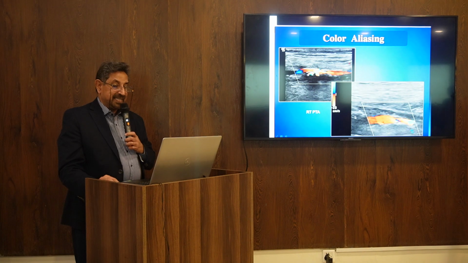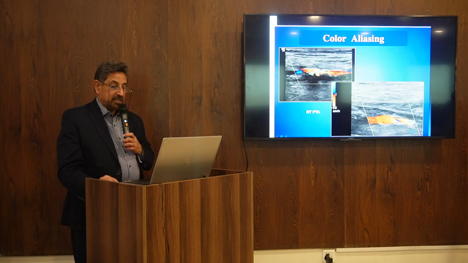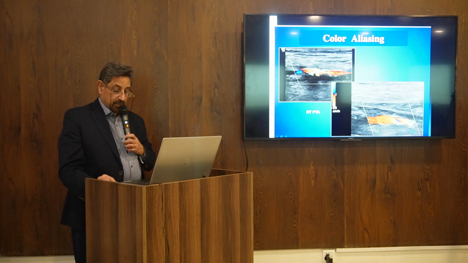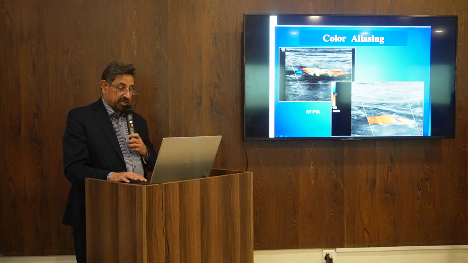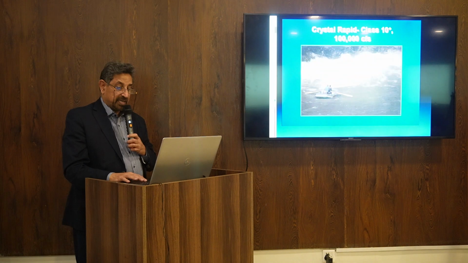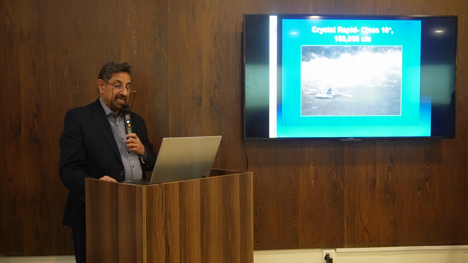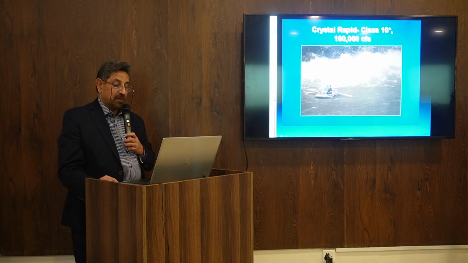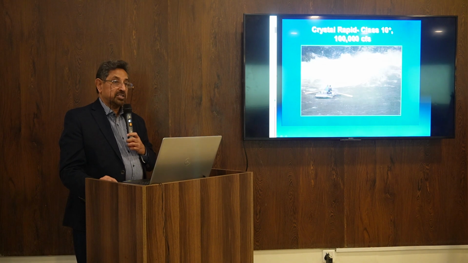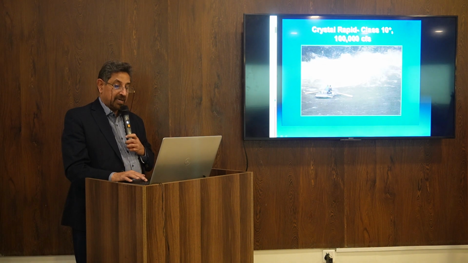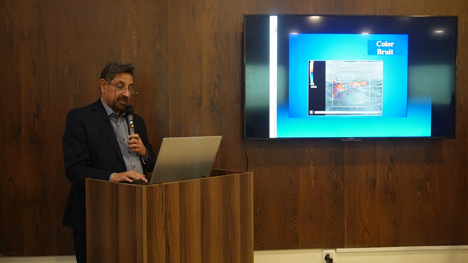So color aliasing, you see different colors. There are plaques, different colors. So this is the posterior tibial artery showing different colors. And due to this turbulence in the water, there are so many velocities. These many velocities are showing those different colors.